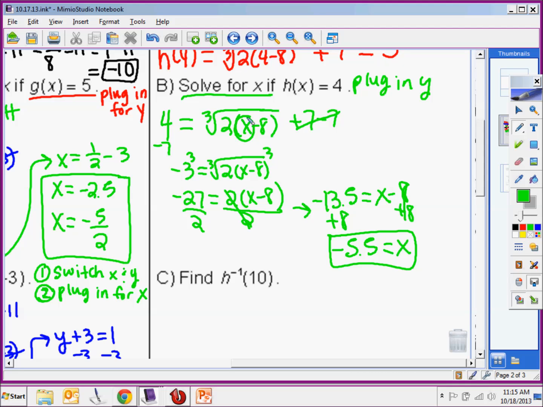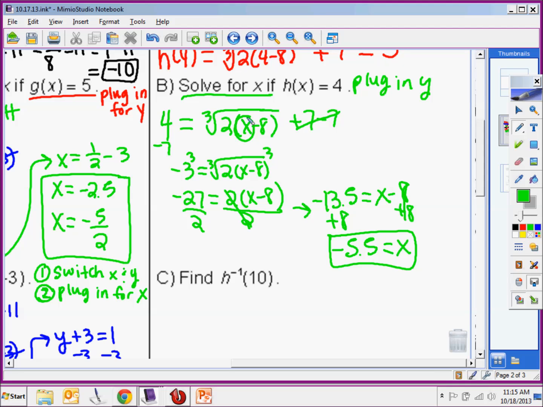So I check the bottom. It says, am I adding or subtracting anything outside of a parentheses or an exponential? Yes, I am adding 7. How do I cancel out a positive 7? I subtract 7. Positive 7 minus 7 is 0. So is it there any longer? No. But what I do to one side, I have to do to the other. 4 minus 7 is negative 3. So I'm left with negative 3 equals the cube root of 2 times x minus 8. Well, before I can do anything inside this cube root, I have to get rid of it. How do you get rid of any root?